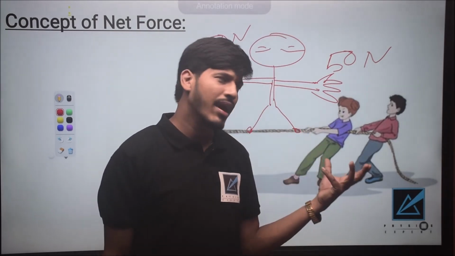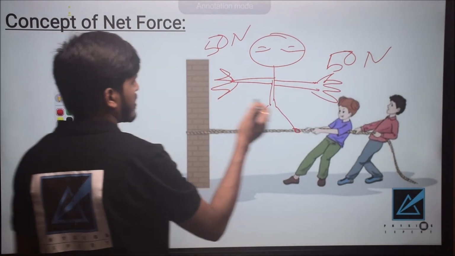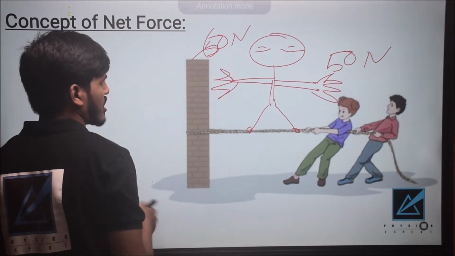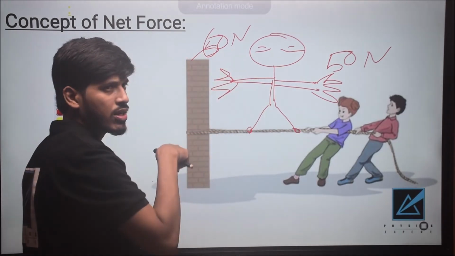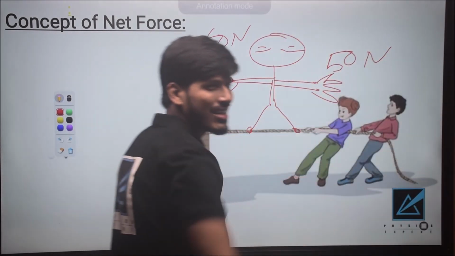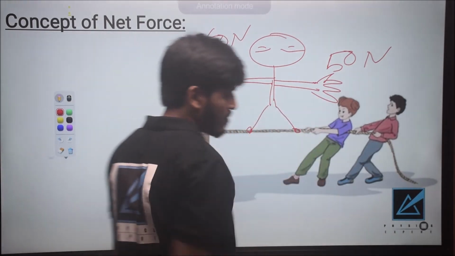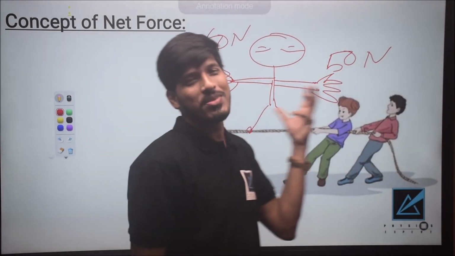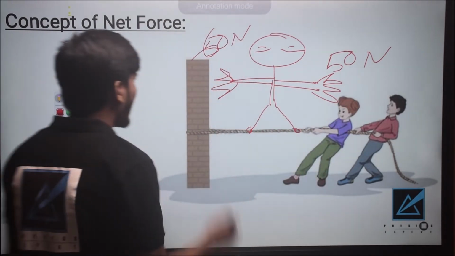Object rest में है तो rest में ही रहेगा. Now if we exert 60 Newton in this direction, the object will move. That is rest to motion. Earlier it only tends to change the direction, only tends to bring the object in motion. Now the object is in motion, right?